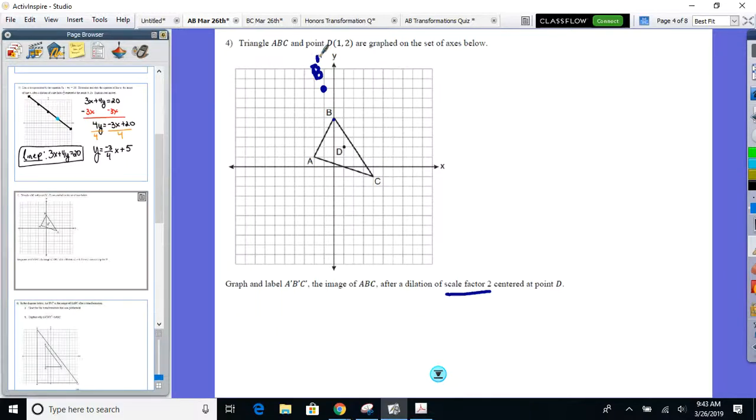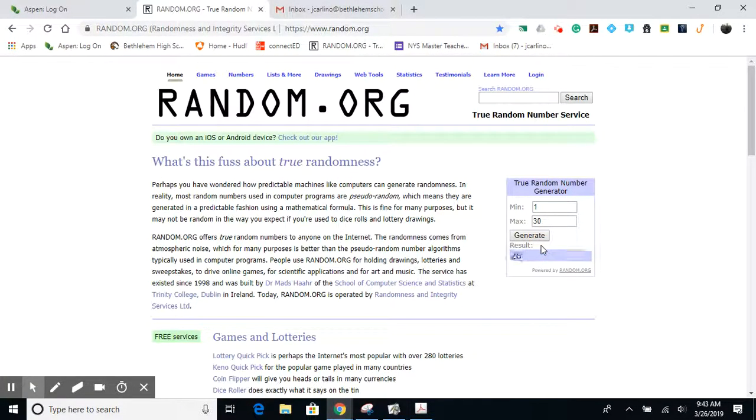Everyone see that? By 2. If it was by 3, I go one more time. If it was 1/2, I'd cut that in half. All right, let's go. Who's going to do the next one here for me?